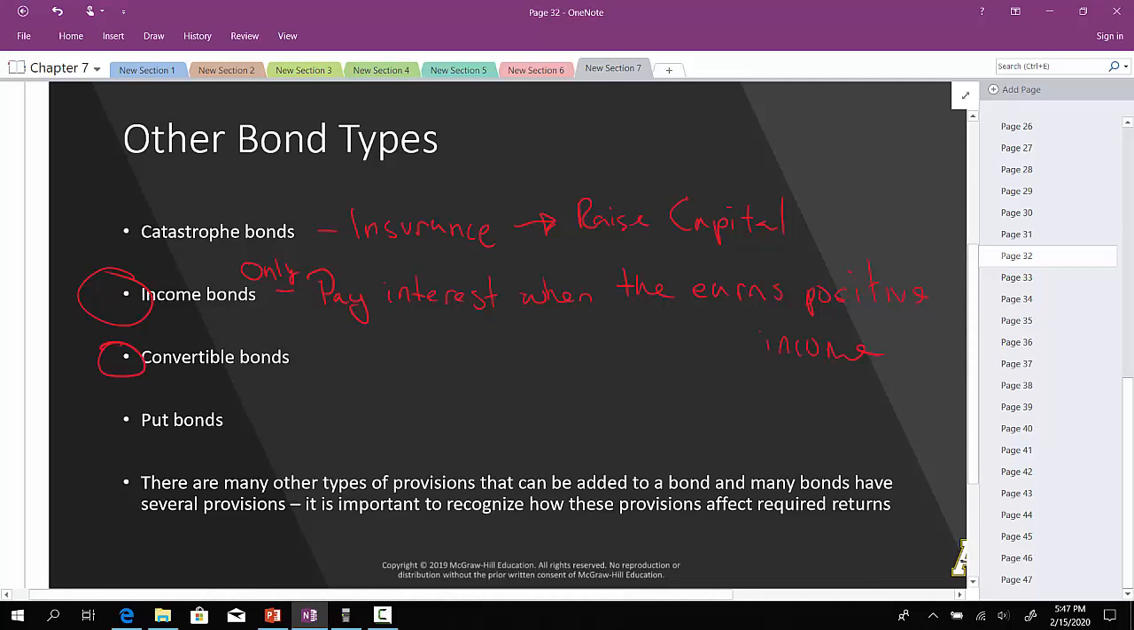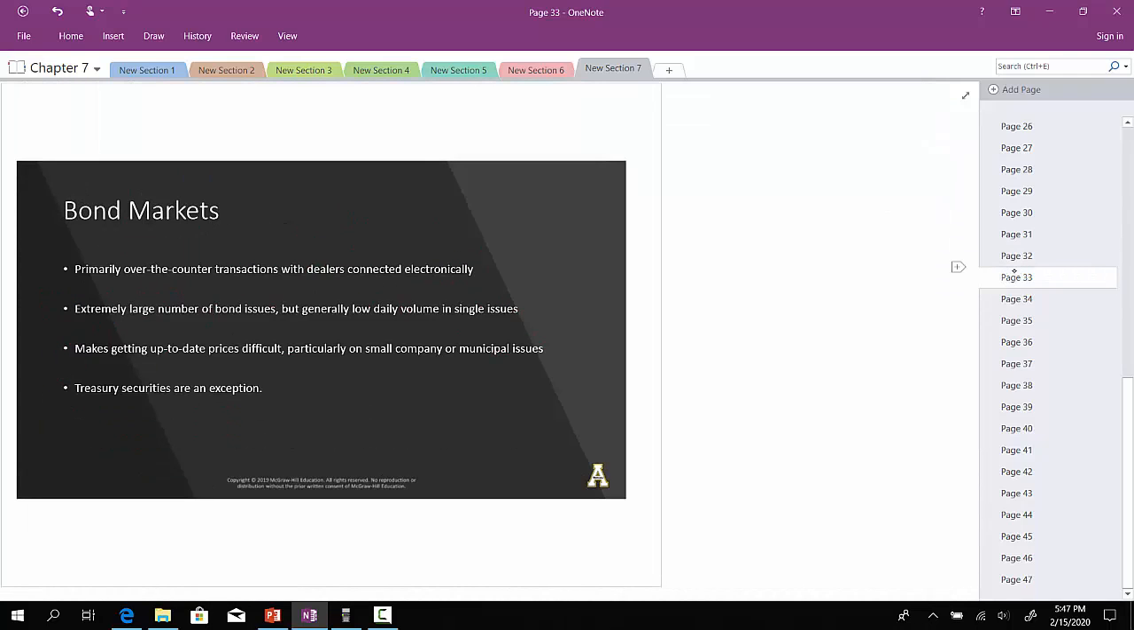Convertible bonds allow you to convert your bonds over to shares of stock. And then put bonds allow you to take a short position, and talking about short selling goes beyond this class, so I don't think it's important that you know too much about put bonds, but I would know catastrophe, income, and convertible bonds.